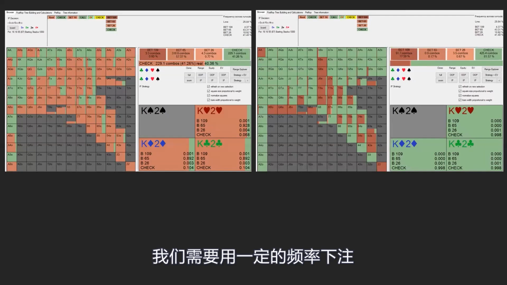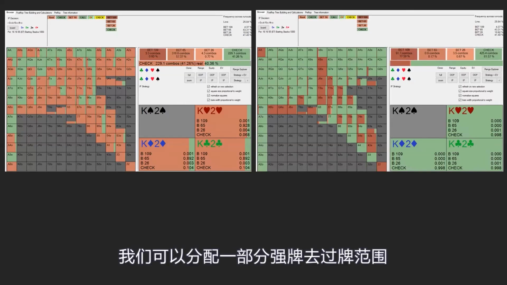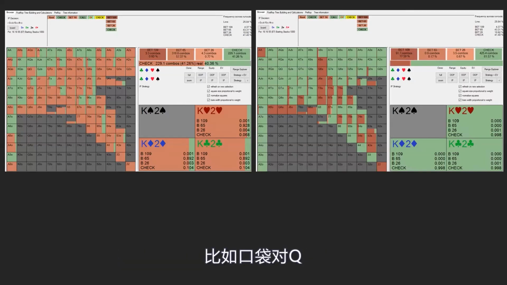is that we have to be betting at a pretty decent clip. So let's say we're not betting 60% of the time, we might be betting 45%. We can start by checking a bit more hands like queens. I would still bet hands like 5s, 6s, 7s all the time. Probably not bet a hand like ace-king, ace-queen, ace-jack, those hands that are going for really thin value.